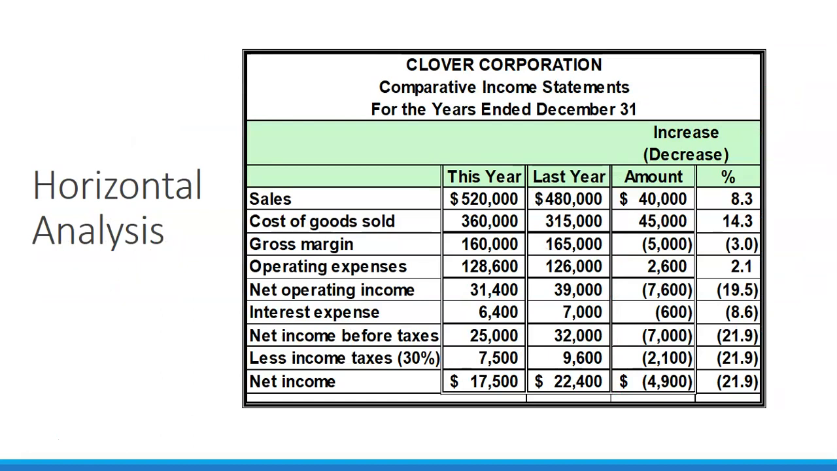We can also do that for the income statement. So we see the difference in sales from 1 year to the next, if we increased or decreased, and what kind of changes that we had. So we can see that we increased sales by 8%, but our cost of goods sold went up by 14%. That made our gross margin decrease.